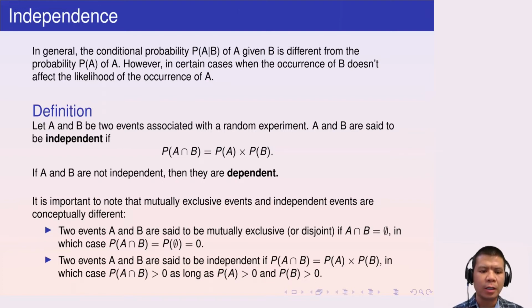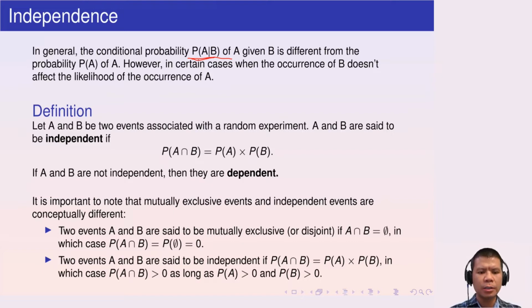So what do we mean by independent events? In general, the conditional probability of A given B is different from the probability of A. However, in certain cases, the occurrence of B does not affect the likelihood of the occurrence of A. In those cases, we say B does not affect the probability of A. In other words, whether B occurs or not doesn't matter to the occurrence of A. In those cases, we say A and B are independent.